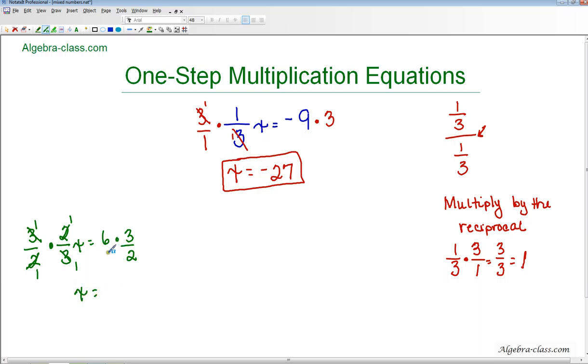On the other side, I can make this a fraction by putting a 1 underneath of it. And then 6 times 3 is 18. 1 times 2 is 2. 18 divided by 2 is 9. So I just wanted to show you that whenever you multiply by the reciprocal, you're going to get an answer of 1. And that's why we do that when we have multiplication equations. Okay, so I hope that helps.